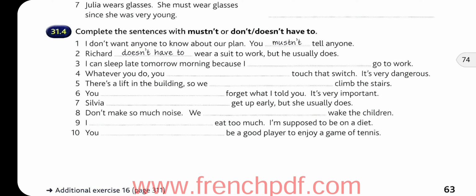Number 5: there is a lift in the building so we climb the stairs. إذا عندنا اختيارين إما climb the stairs أو نصعد بالمصعد. فإذا هنا يقول إنه there is a lift in the building. there is a lift أكو مصعد بالbuilding so we don't have to climb the stairs. We don't have to climb the stairs. Number 6: you forget what I told you, it is very important. هنا أنا دا أكد أنا علي إنه جدا مهم. إذا شنو you must not forget what I told you.